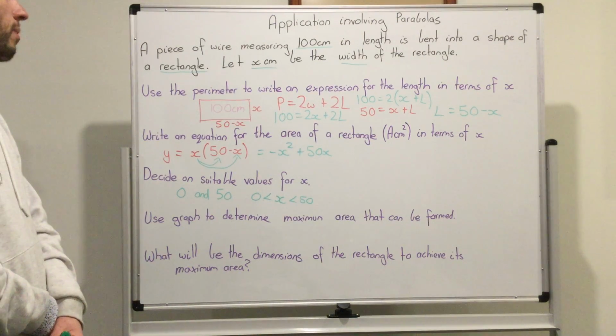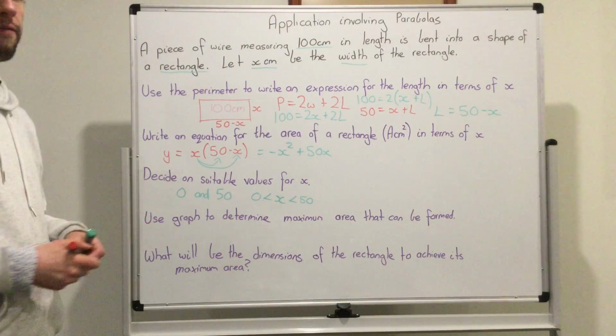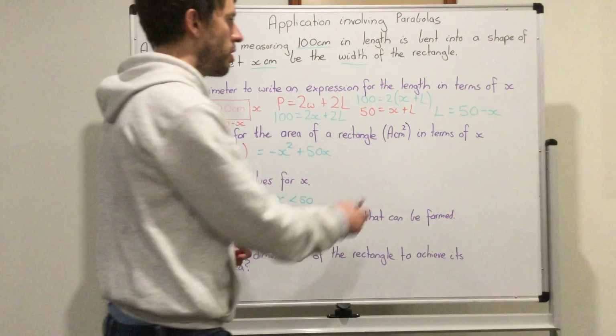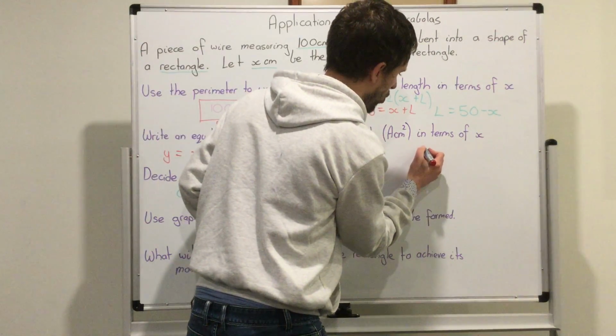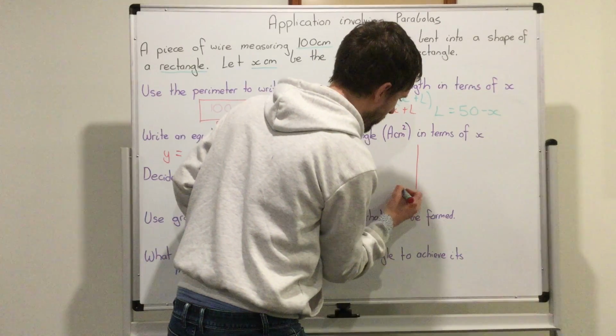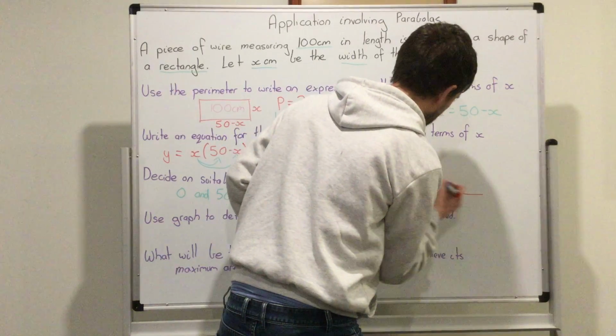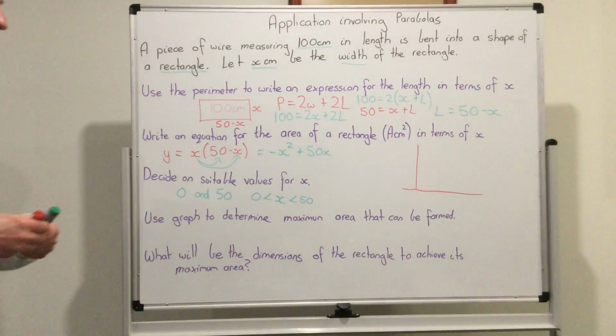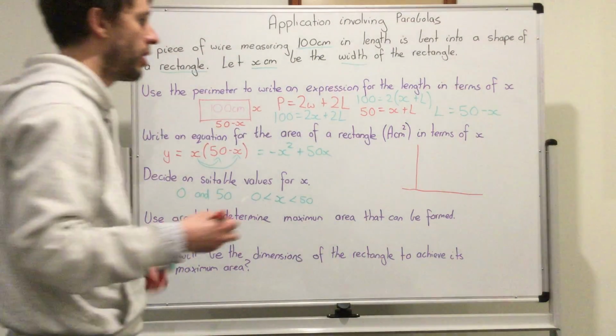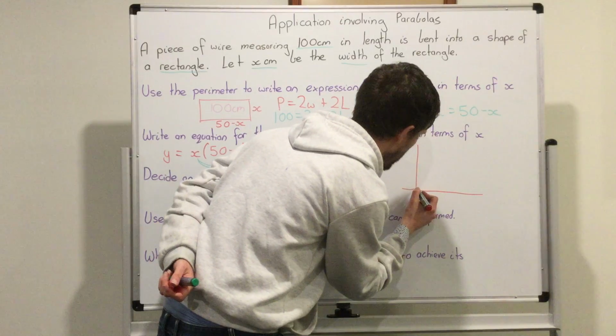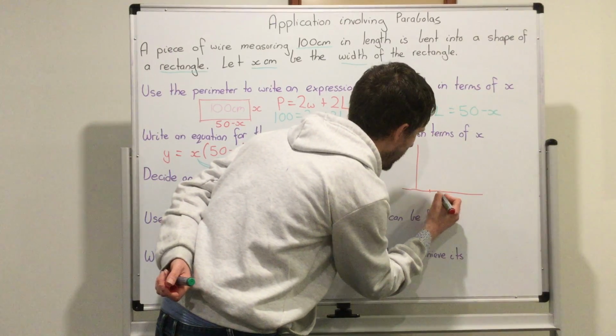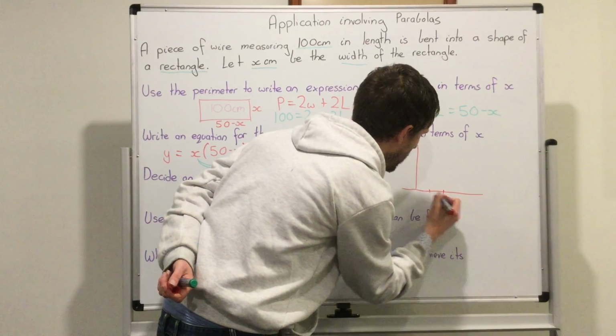Now let's look at this. Use a graph to determine the maximum area that can be formed. So the first thing I'm going to do in this space is draw a lovely graph. With my graph, I know that I've got 50 here, 0 there.